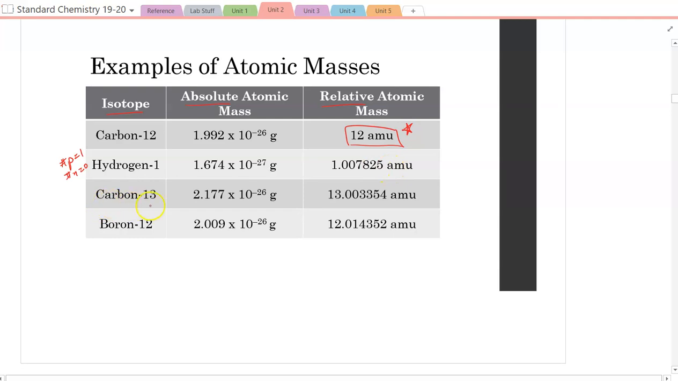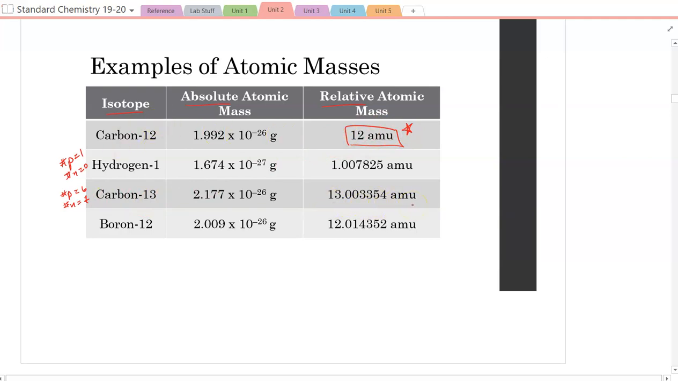Right, what about carbon-13? So carbon-13, as a comparison, is going to have 6 protons, and it's going to have 7 neutrons, because 6 plus 7 equals 13. That's very similar to carbon-12. It has 1 more neutron than carbon-12. So in this case, its relative atomic mass, the mass of carbon-13 when compared to carbon-12, is going to be 13 point something.